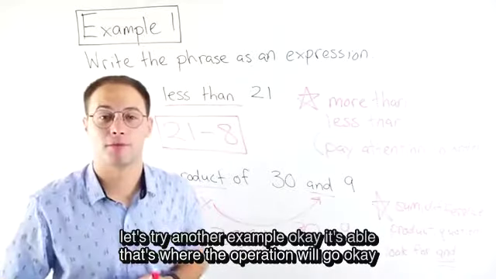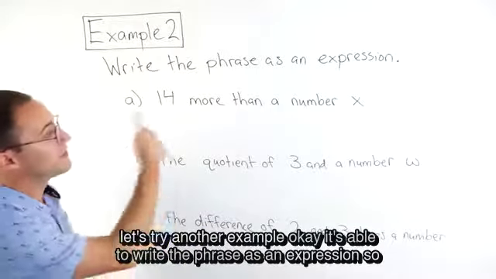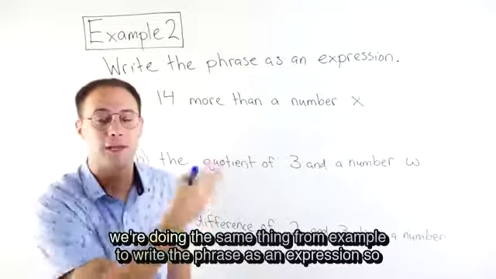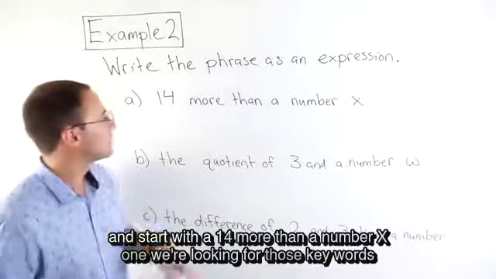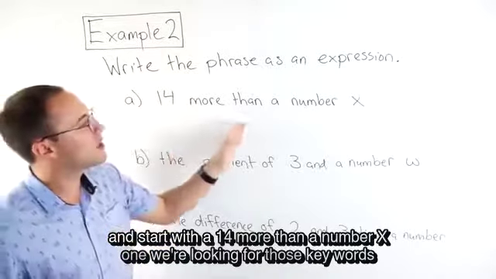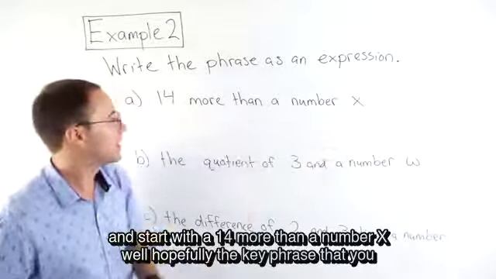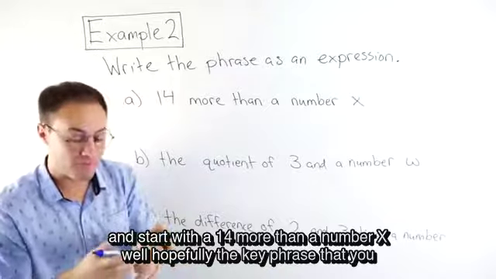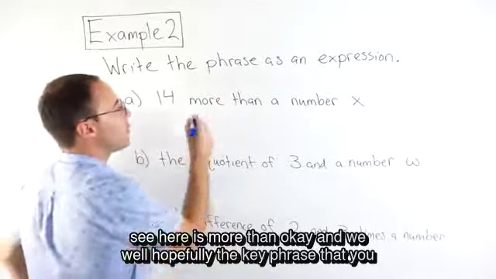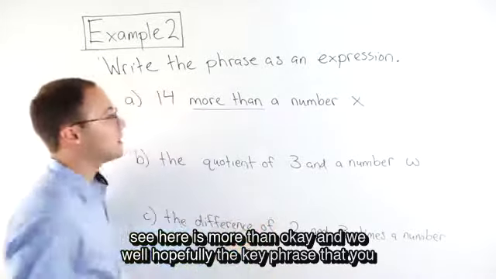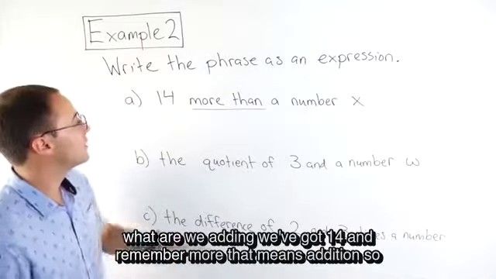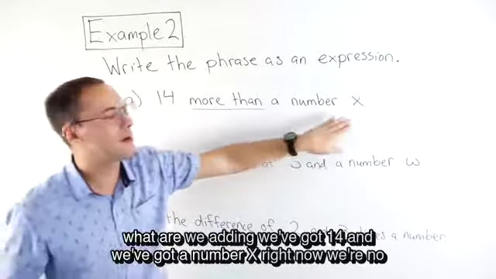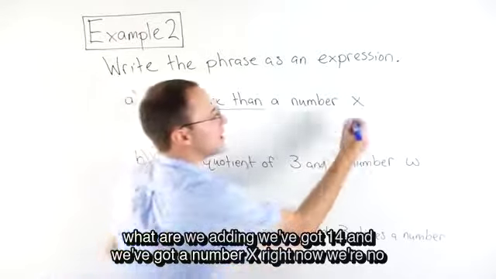Let's try another example. Okay, example 2. Write the phrase as an expression. So we're doing the same thing from example 1. We're looking for those key words. Let's start with A. 14 more than a number x. Well, hopefully the key phrase that you see here is more than. Okay. And we remember more than means addition. So what are we adding? We've got 14 and we've got a number x, right?